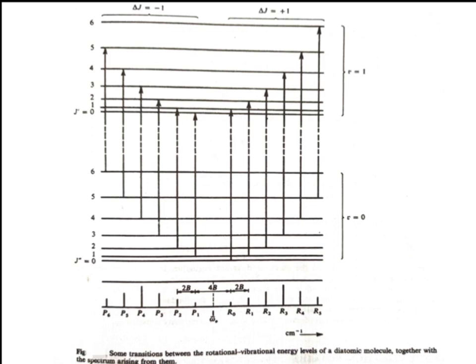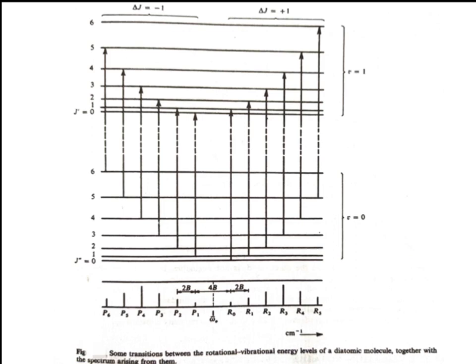and the spacing between two P lines is twice B, and the spacing between two R lines is again twice B. So see here the difference between R0 and R1. How much difference is there? It is twice B, and then for P1 and P2 obviously it is twice B. So the spacing between these two transitions is equal, it is twice B.